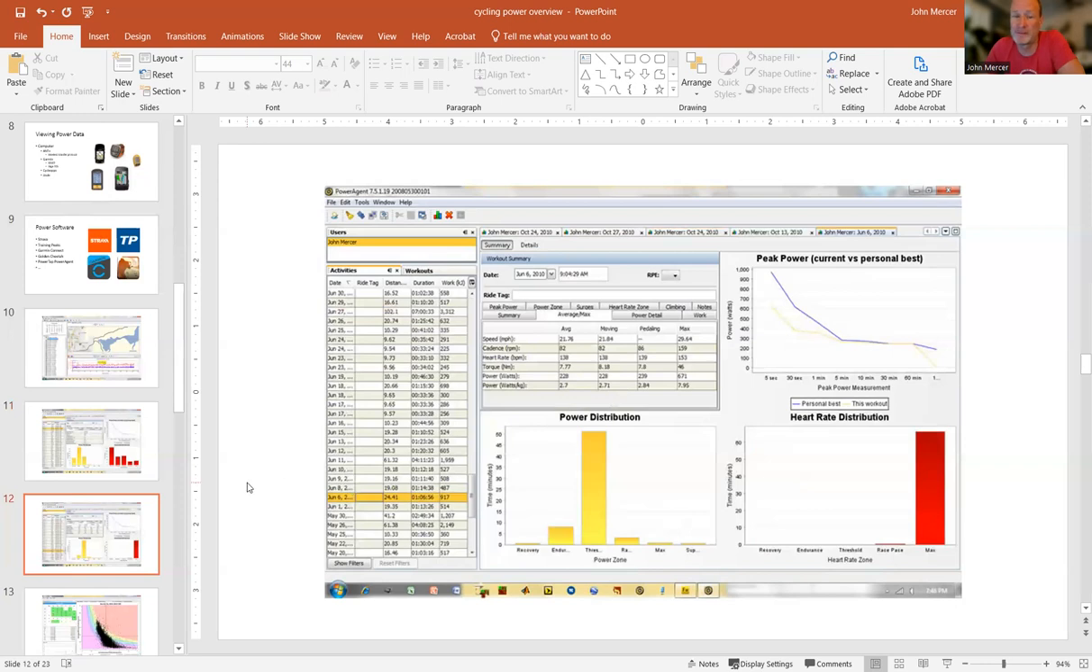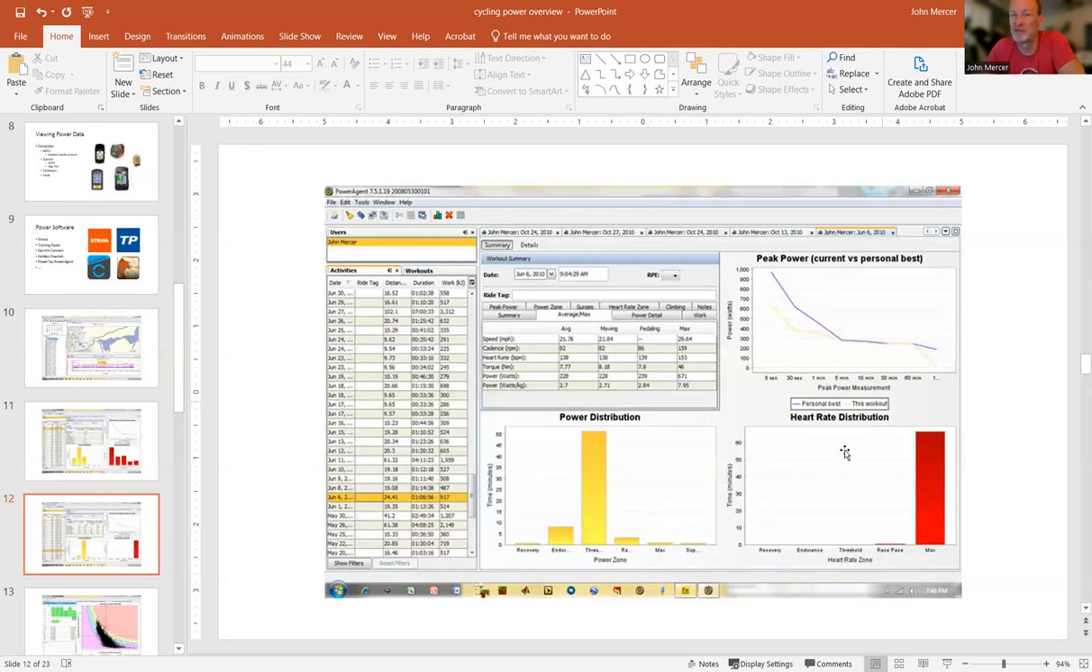Here's a different file. Now, this file has a lot of power time spent in this intensity, which is above threshold. And over here, it looks like there's a heart rate that spent a lot of time up in the max region of heart rate. Well, this was a race. And so now for a race, I'm spending more time in an intensity that's higher, and both my heart rate and my power data are telling me the same story.